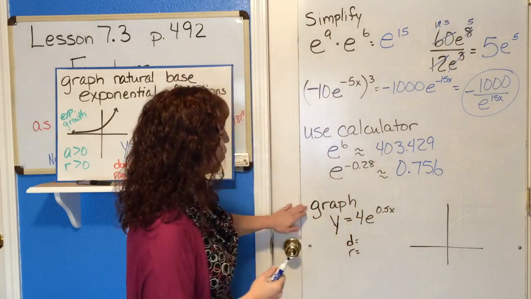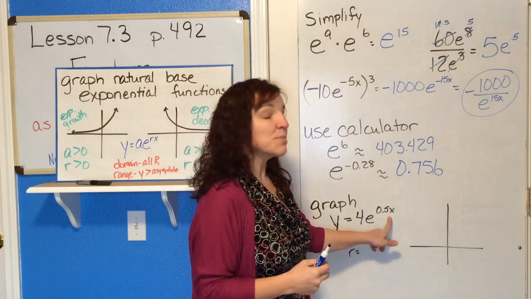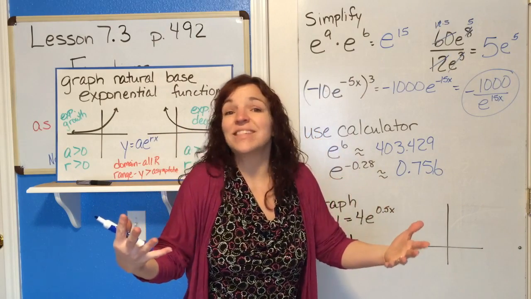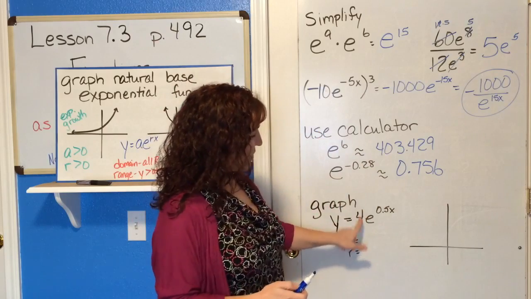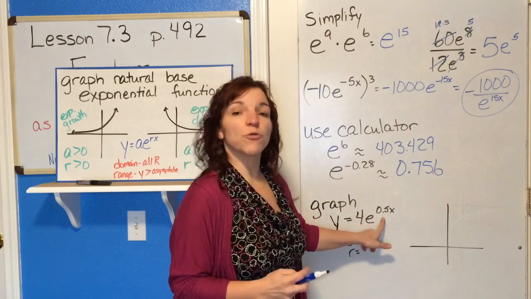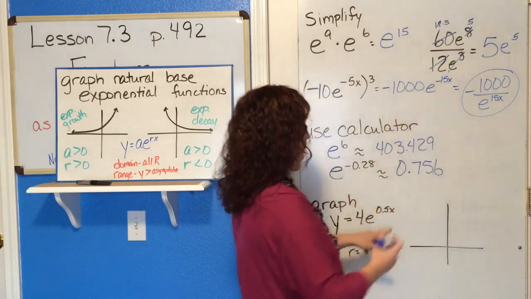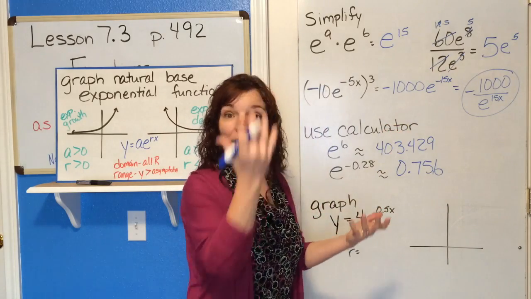All right, so if we're going to graph y equals 4e to the 0.5x power, it looks all crazy and wild, but it's exactly what we just did. This has a positive number in front of your e, and it has a positive exponent. So therefore, this is going to be an exponential growth function, so it's going to go upward. Remember, we just need 2 points, and then we can graph it.